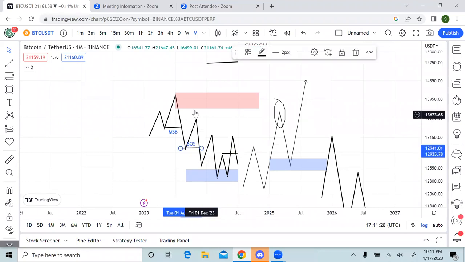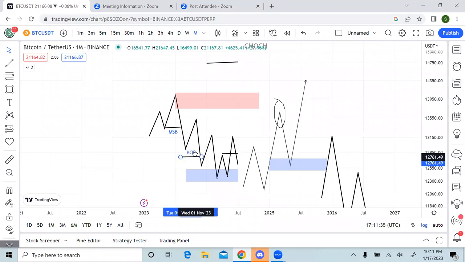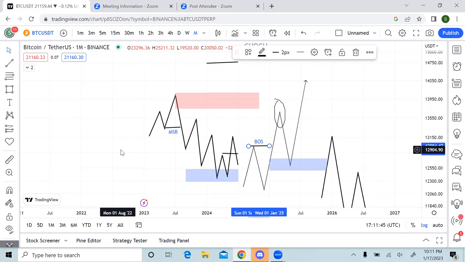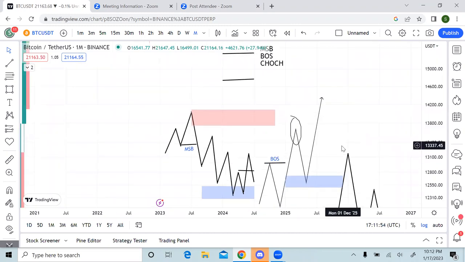BOS is simple. BOS only gives you confirmation that the trend will continue. A lower low is created, then a lower high, and after creating the lower high, it breaks the lower low and a new low is created. It gives you confirmation that after the lower high creation, it will go towards the downside. Simple BOS is this one. The confusion is between CHOCH and MSB. MSB we use for lower time frames and CHOCH we look for on higher time frames.